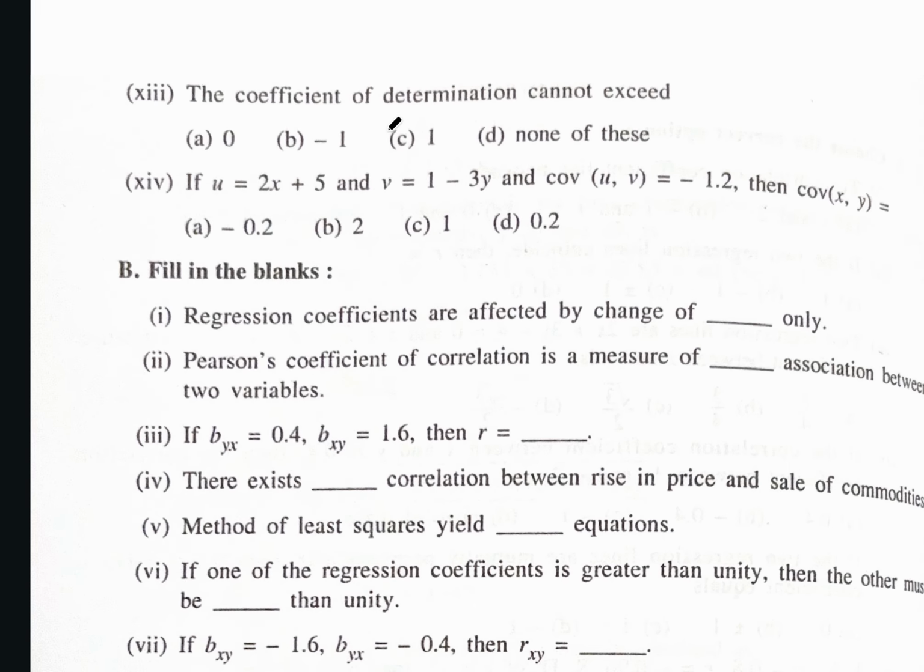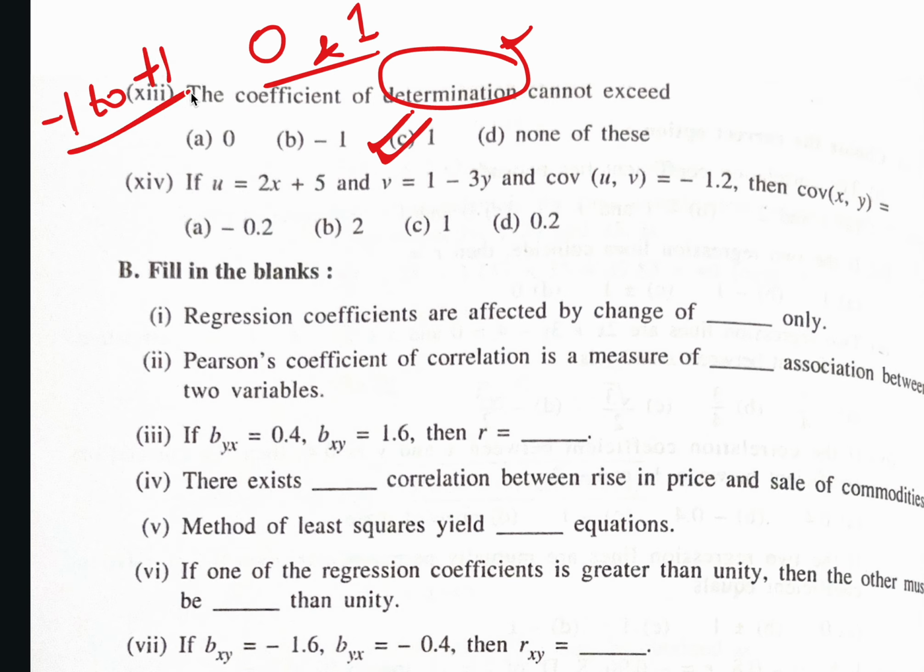Coefficient of determination cannot exceed. Determination, I think it cannot exceed 1. Yes. Coefficient of determination lies between 0 and 1. Correlation lies between -1 to +1. If this is this and this is this, this is going to be a long solution. Uy is -1, this xy.